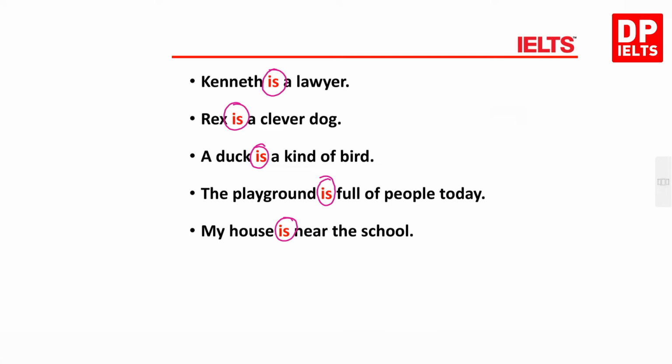ரைட், ஸோ இதில் பார்த்தீங்கன்னா இது எல்லா சென்டென்சஸ்லேயுமே we have used is because the first word is a singular noun. அதாவது நாங்கள் singular noun இருந்ததால தான் நாங்கள் is என்ற helping verb இந்த எல்லா சென்டென்சஸ்லையும் யூஸ் பண்ணியிருக்கிறோம்.